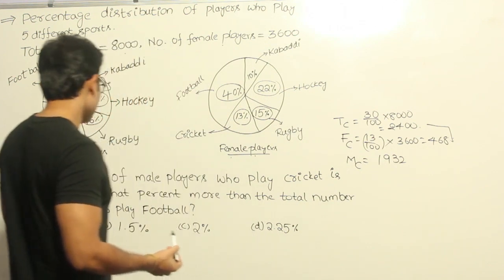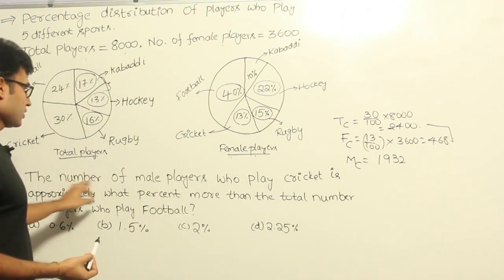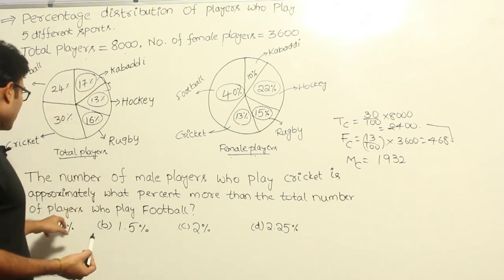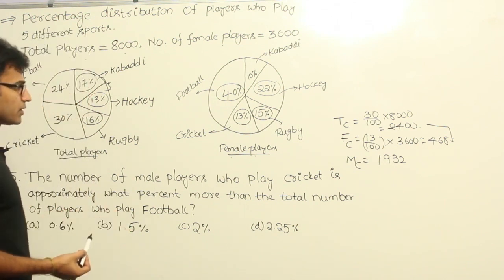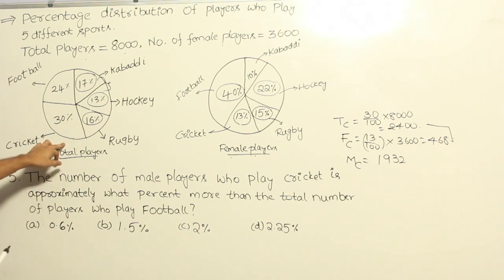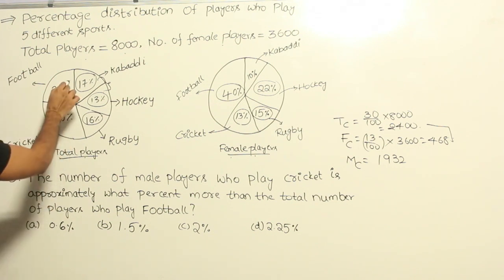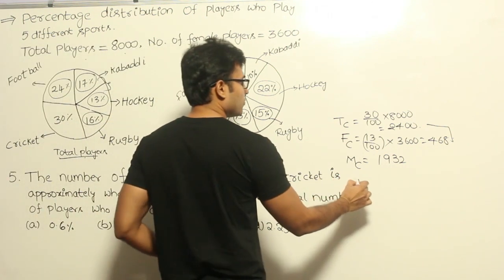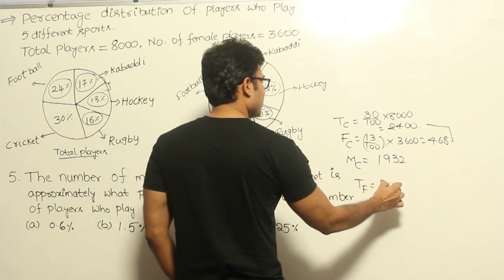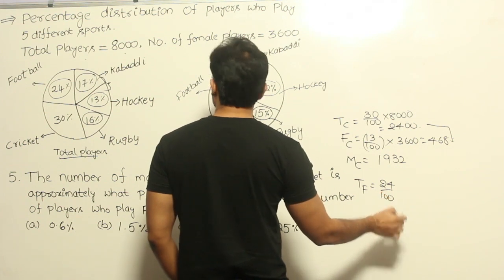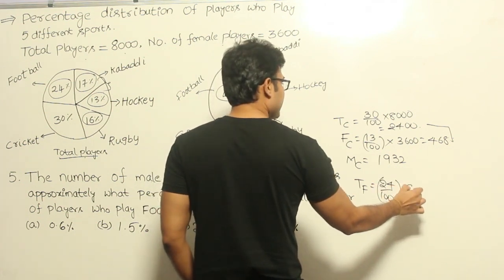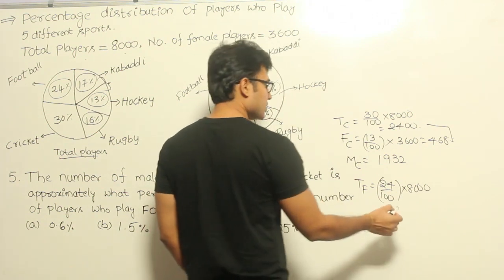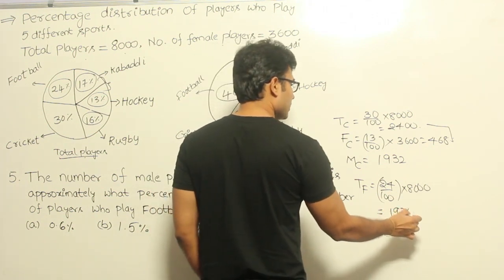And now we have to find out what is the percent. Okay, we found out the male players who play cricket, and now we have to find out the total number of players who play football. So the total number of players who play football is given here, 24% of total players, right? So the total players who play football is 24%, which means 24 by 100 into total players, which is 8,000. So this number is going to be 1920.